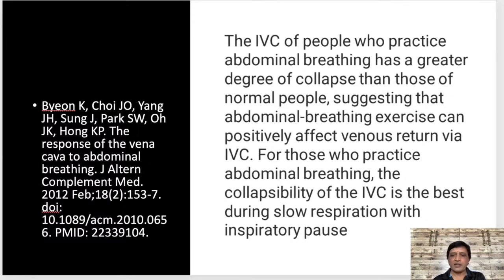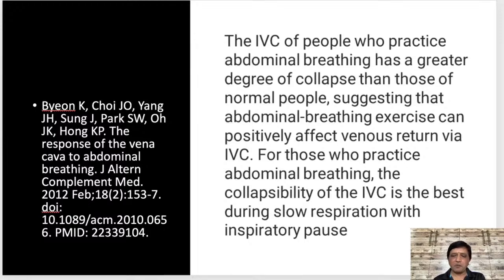So what they have said is that the IVC of people who practice abdominal breathing has a greater degree of collapse than that of normal people, suggesting that abdominal breathing exercise can positively affect venous return via IVC.